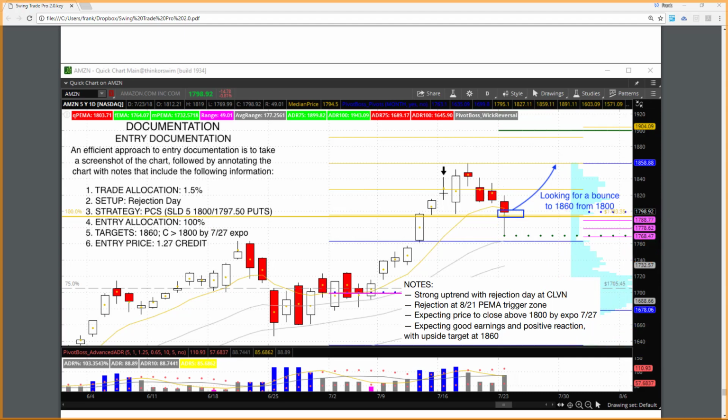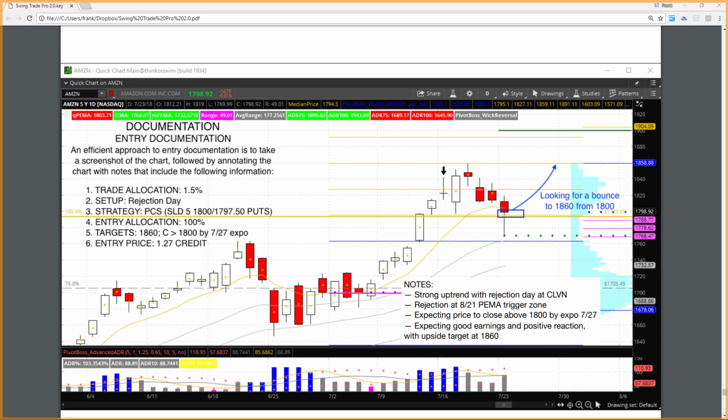Okay, and now in terms of targets, again, I'm looking for price to rally toward 1860 over the next 3 to 5 days. And secondly, I'm looking for price to close simply above 1800 by the expiration, which was 727. This was 723, so basically 3 or 4 days to expiration, and I needed price to close above that zone. The entry price was a credit of $1.27. So I basically took $1.27 credit on that one for a shot at returning to highs. So I take $1.27 credit times 5 contracts, and that gives you the total potential gain on this trade.